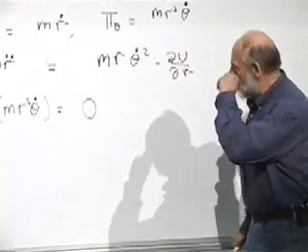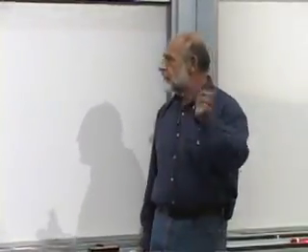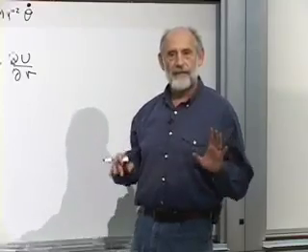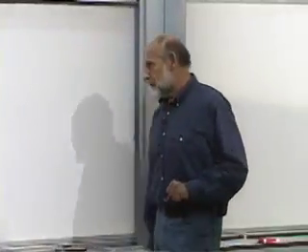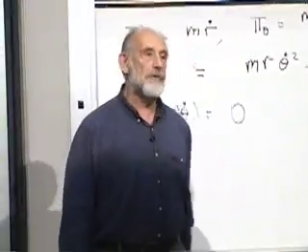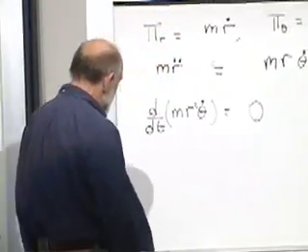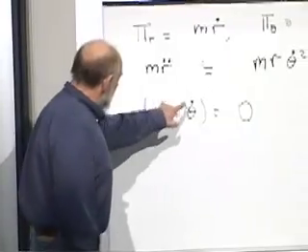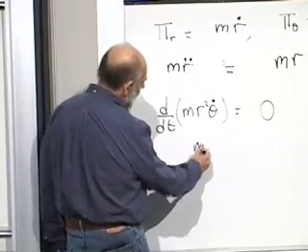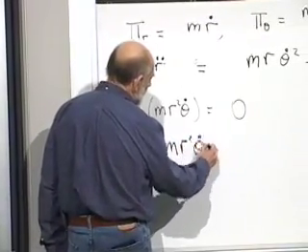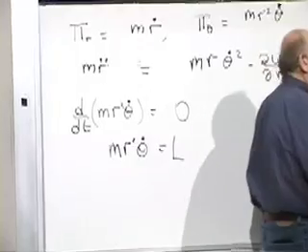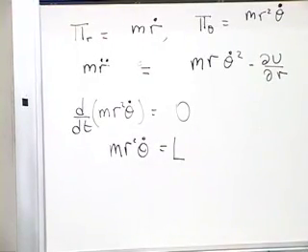What is this quantity called, m r squared theta dot? It's the momentum canonically conjugate to theta. But of course, it's the angular momentum. The symbol that's usually used for angular momentum is capital L. And so instead of fiddling around with this equation and doing something complicated with it, we can simply say that m r squared theta dot is equal to the angular momentum, which is constant. Now, how big is it? That depends on the starting point, on the initial conditions.